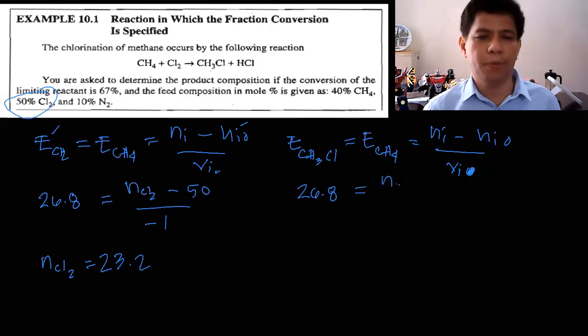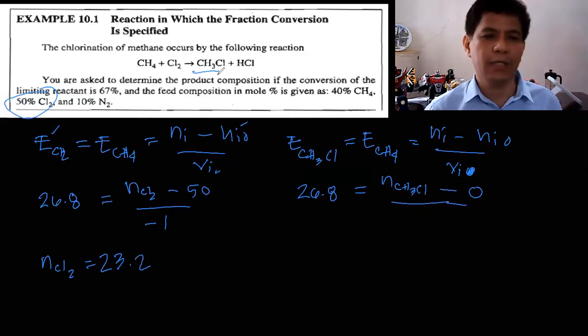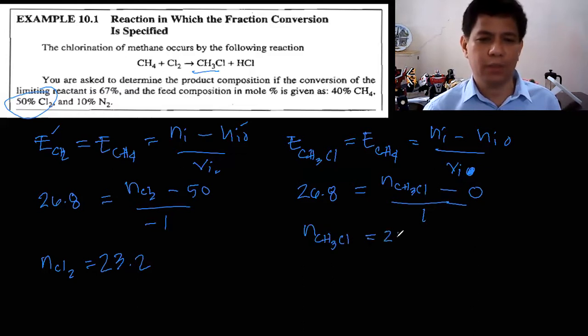Then we're looking for the number of moles of CH3Cl. Initially, the problem doesn't state that there is any CH3Cl, so its initial amount is 0. Then divided by ν_i of CH3Cl, which is positive 1 because it is a product. So, as you can see from the reaction, you can conclude that the number of moles of CH3Cl in the product is 26.8.